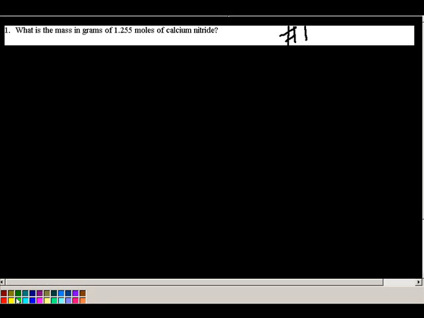And it reads: the mass in grams of 1.255 moles. Okay, now the way to think about all of these mole problems is everything goes through the mole. What I mean by that is if you have a mole, you can get grams, and you can go from grams to moles.